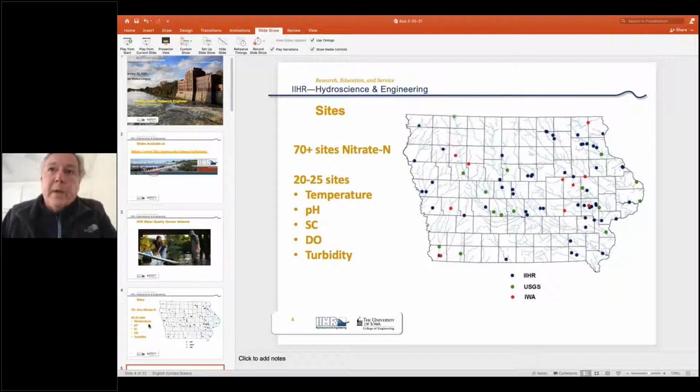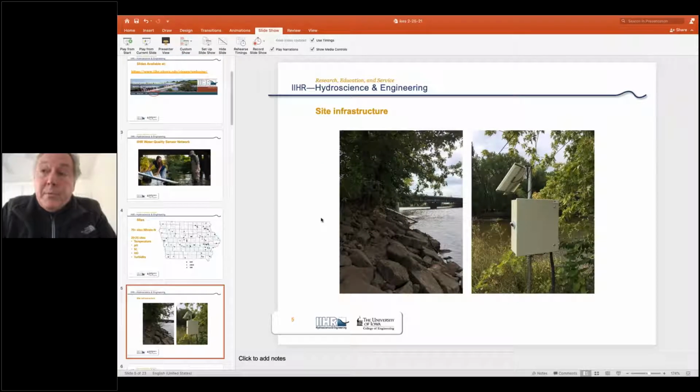This was a site on the Wapsipinicon River, just to show you what it looks like. Sensors go down through those PVC pipes into the moving water, and up on the stream bank we have a dry box with the solar panel and a deep cycle battery, a modem, and a data logger, and we send the data back to the university in 15-minute packets. And so this is an enormous amount of data, as you might imagine, every 15 minutes from 70 sites.